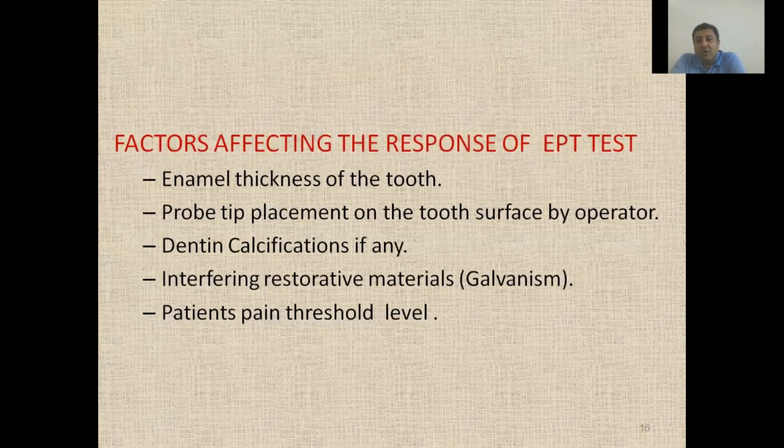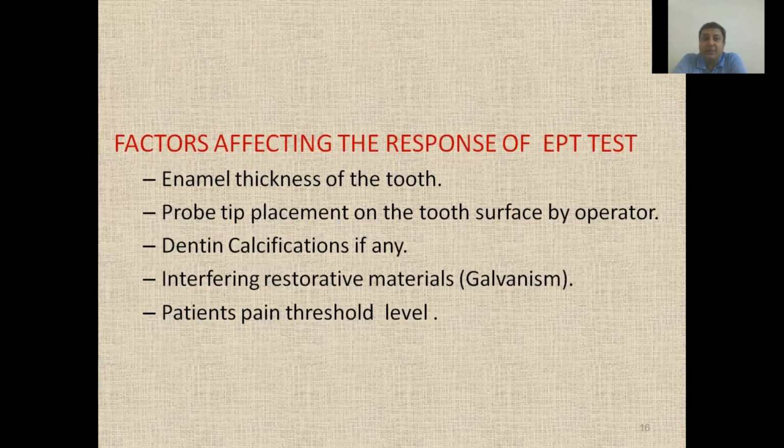Next, what are the factors that affect the response of this electric pulp test? First factor is the enamel thickness of the tooth. As you all know, enamel is an insulator. So if it is a thick enamel, that means the insulation will be more and conduction of the current will be less. The response will be feeble.